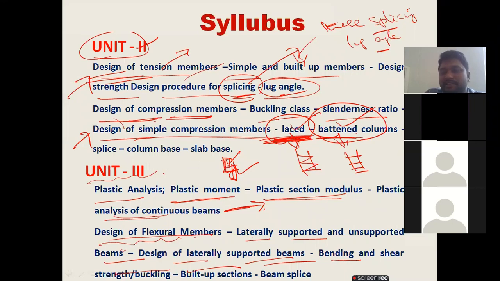Briefly, they have also given the plastic analysis in this chapter, that is unit 3. In this plastic analysis, we will learn what is the plastic section modulus and plastic analysis for continuous beams. There is no design shown for continuous beams. Generally, there is a design for continuous beams also, which we learn in RCC, but here in steel there is a plastic analysis for the continuous beam. Especially, we have to concentrate on the design of flexural members, most probably laterally supported and unsupported types of beams. We have to design them for bending and shear strength.